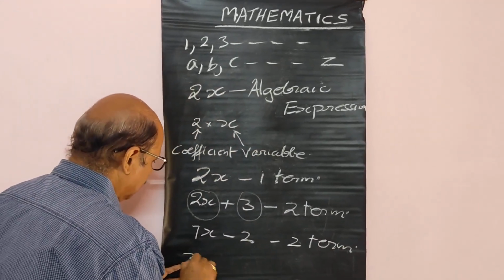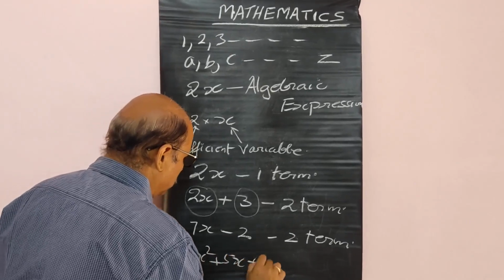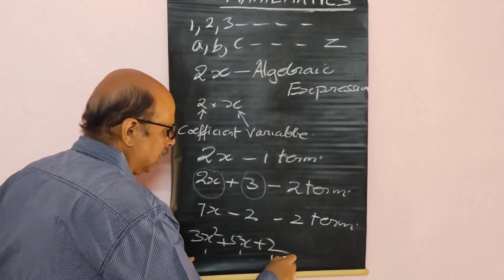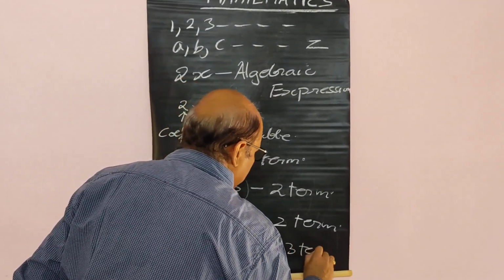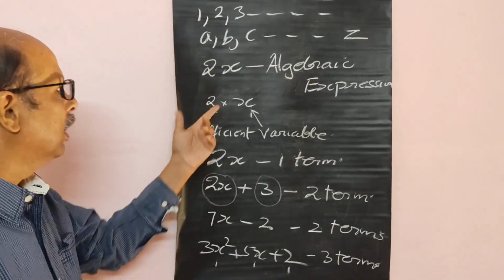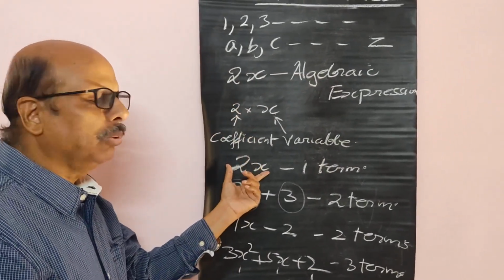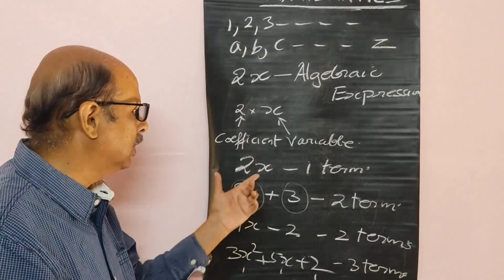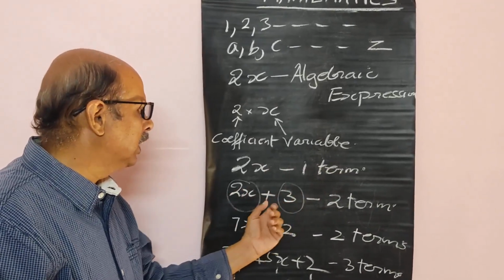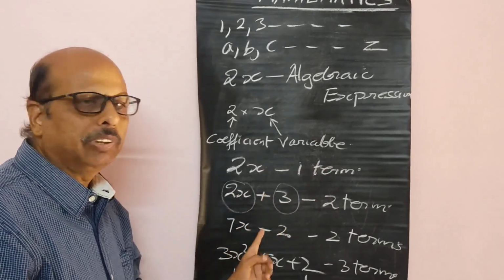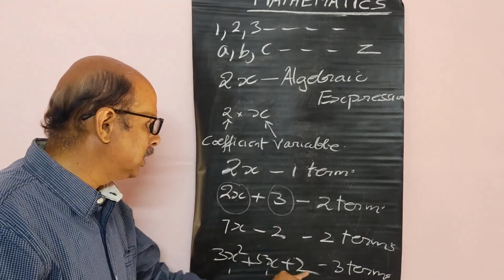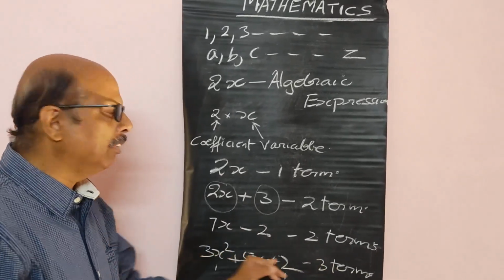We can have three terms. Say I can write 3x square plus 5x plus 2. This is the first term, this is the second term, this is the third term. It is an expression with three terms. So if an algebraic expression is written as only 2x, a number and variable, it is called a single term and it is a one-term expression. If it has two terms, it is differentiated with a plus sign or a minus sign between them. If you put a multiplication sign, it becomes a single term. If it has three terms, we call it an expression with three terms.